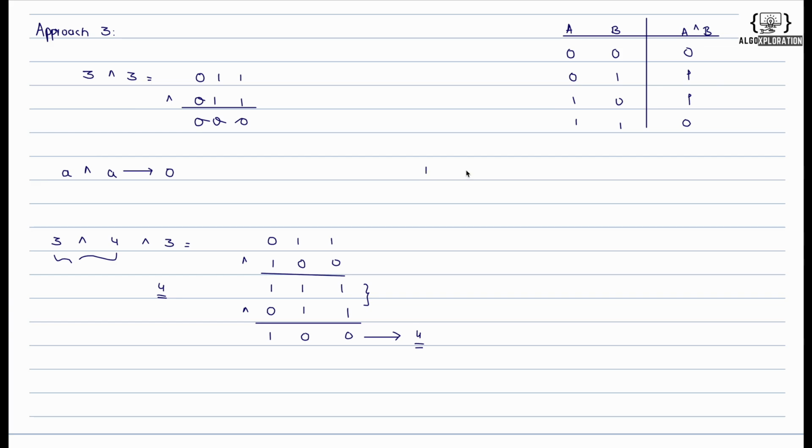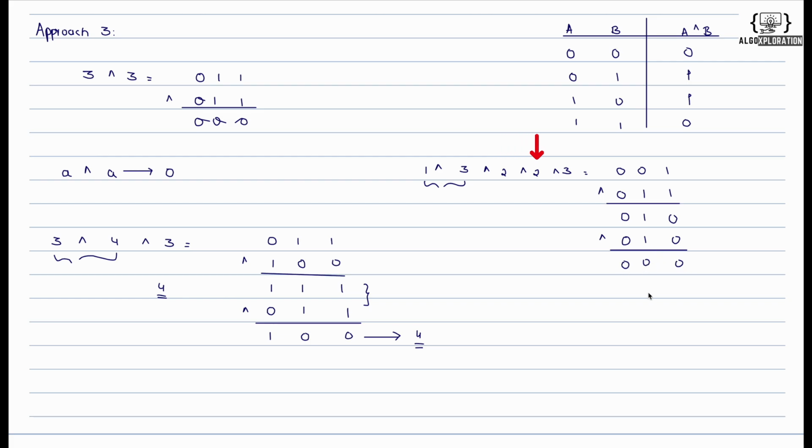It is 1 3 2 2 3, and I have to do XOR of every element. Let's start from the top. So 1 XOR 3. The binary representation of 1 is 0 0 1, and of 3 is 0 1 1. If I do XOR, I will have 0 1 0. Now I take this element 2. The binary representation of 2 is 0 1 0, and if I do XOR of this, since every bit is the same, it will be 0.